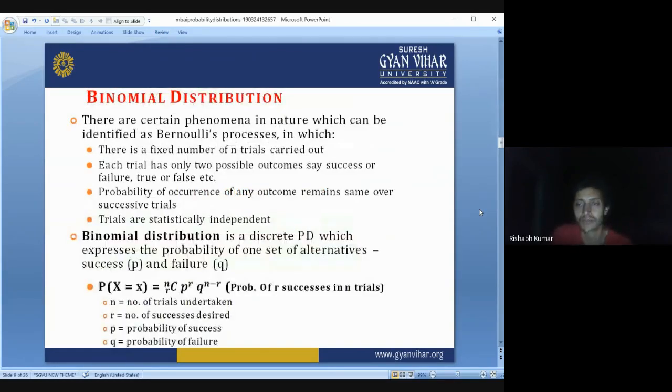Then comes your binomial distribution. There are certain phenomena in nature which can be identified as Bernoulli processes. For the binomial distribution there are some assumptions. These are some of the assumptions. There is a fixed number n of trials carried out. Each trial has only two possible outcomes, success or failure, or true or false, etc. Then the probability of occurrence of any outcome remains the same over successive trials.